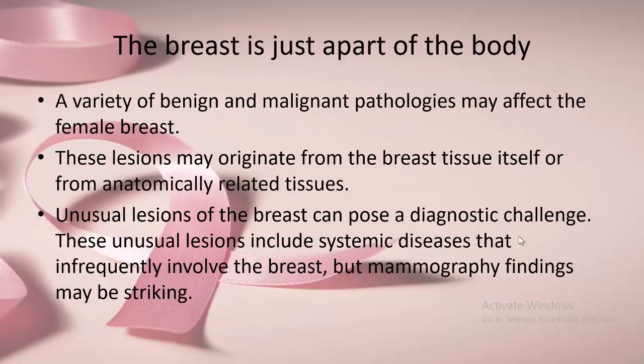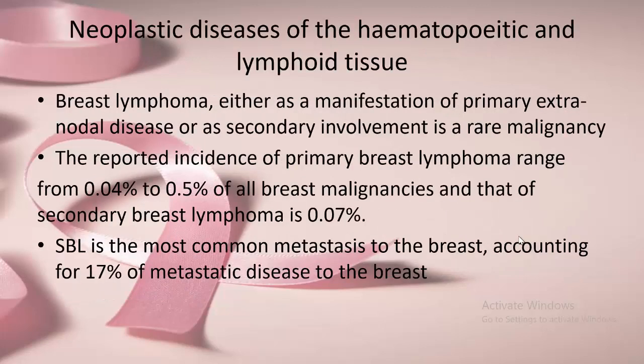Neoplastic diseases. The first lesions that affect the breast, and very important to know, are the neoplastic diseases of the hematopoietic and lymphoid tissue. Breast lymphoma, either as a manifestation of primary extranodal disease or as secondary involvement, is a rare malignancy in the breast. The reported incidence of primary breast lymphoma ranges from 0.04 to 0.5% of all breast malignancies, and that of secondary breast lymphoma is about 0.07%. So it's not a common entity to affect the breast.